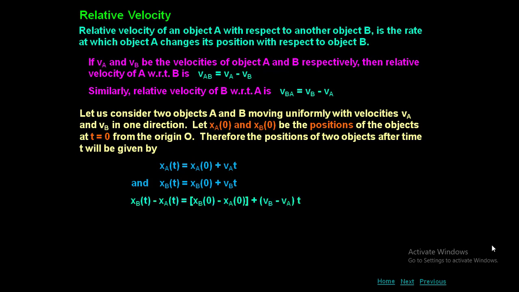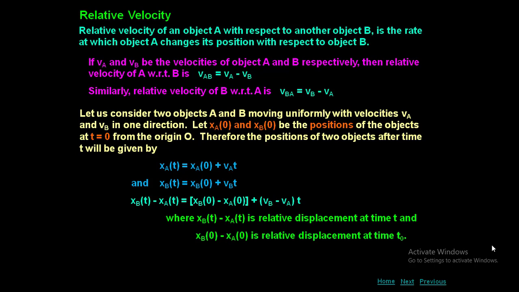Now XB(t) minus XA(t) is equal to XB(0) minus XA(0) plus (VB minus VA) into t, where XB(t) minus XA(t) is the relative displacement at time t, and XB(0) minus XA(0) is the relative displacement at time t naught, that is 0 seconds. Then VB minus VA is the relative velocity of B with respect to A.